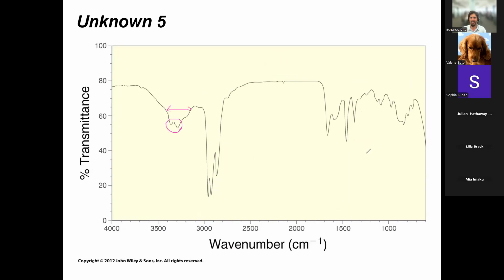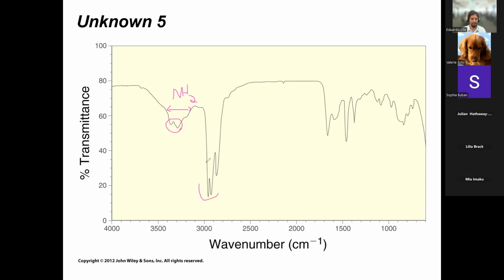Which one is this one more likely? There's two peaks. Not very strong, so not very polar. Still polar though. That's right. Abigail said NH2. Exactly. This is an NH2, and you can tell right away once you have enough practice.